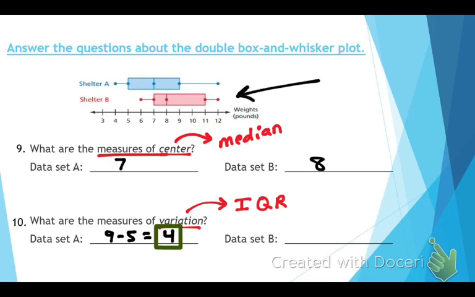We are on data or shelter B. Oh. 11 minus 7 equals 4. You are correct.